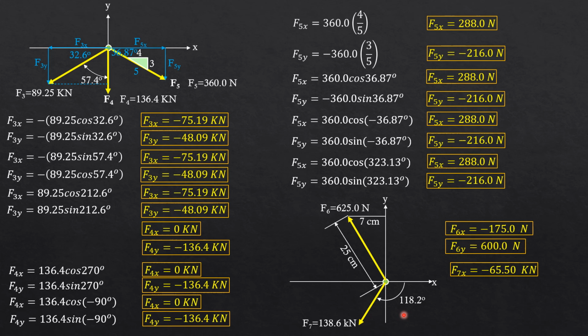F7x is negative 65.5 kilonewtons, and F7y is equal to negative 122.1 kilonewtons. So if you can present this into at least 4 methods, that means you already know how to resolve a force into its components, and you are ready to solve problems on systems of forces in the future.